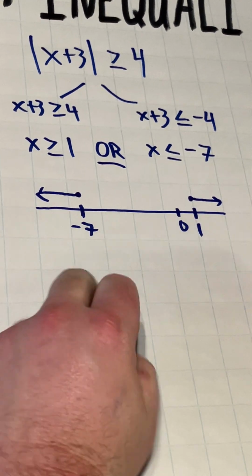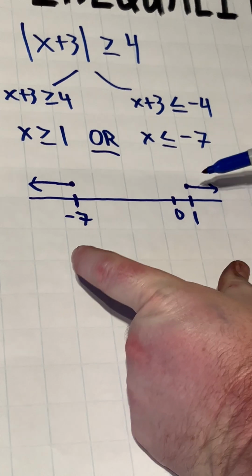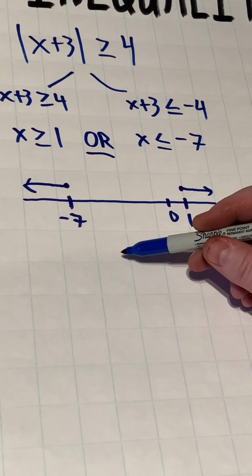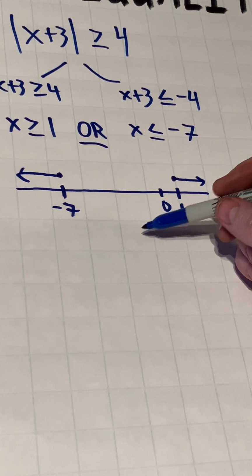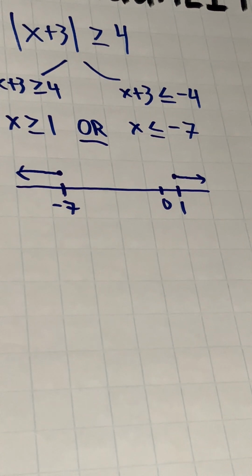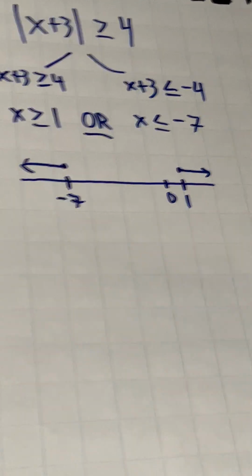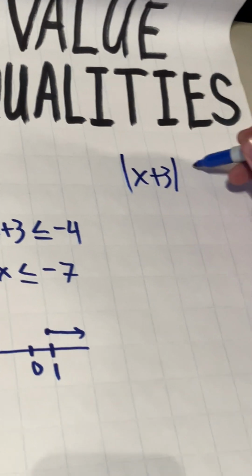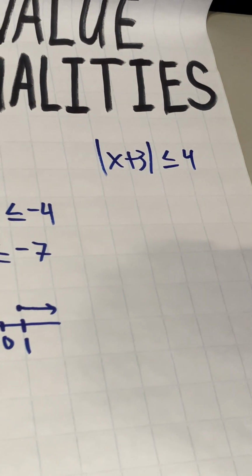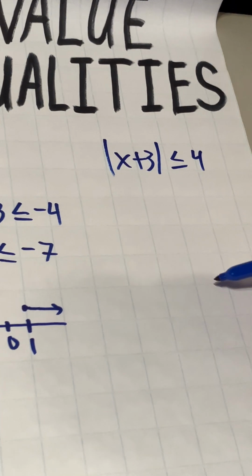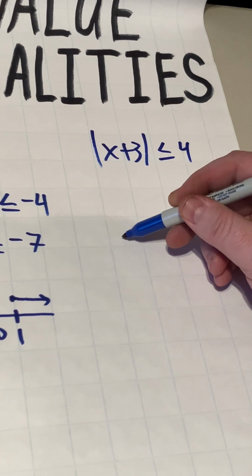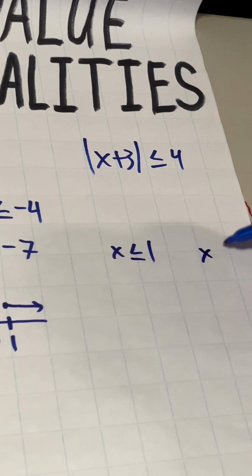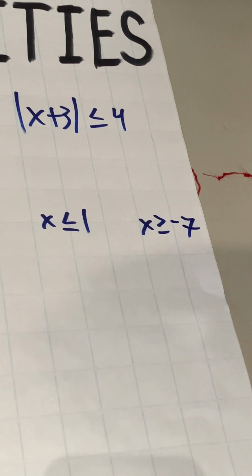When you have your two solutions and everything in between them, that's when they'll have you write "and." You know, for example, if I had a solution, let's say I had this instead, right? If I solve this all the way down, I'm going to end up with x is less than or equal to 1, x is greater than or equal to -7.